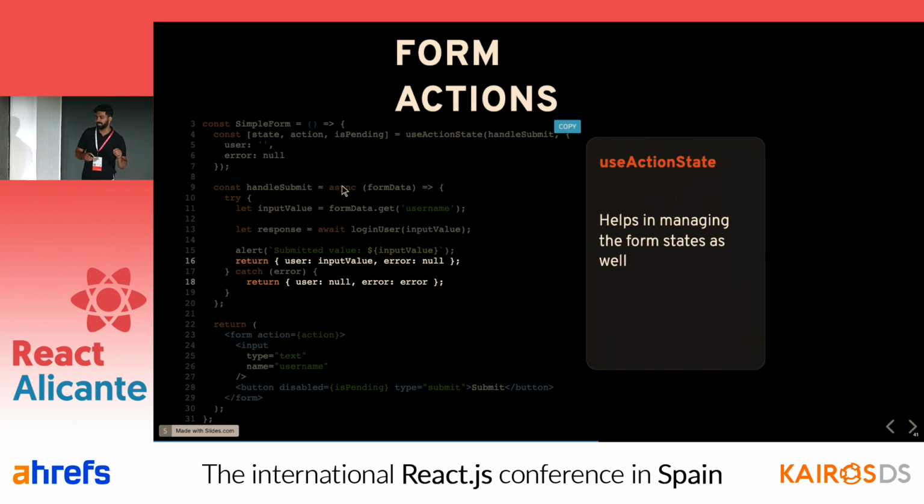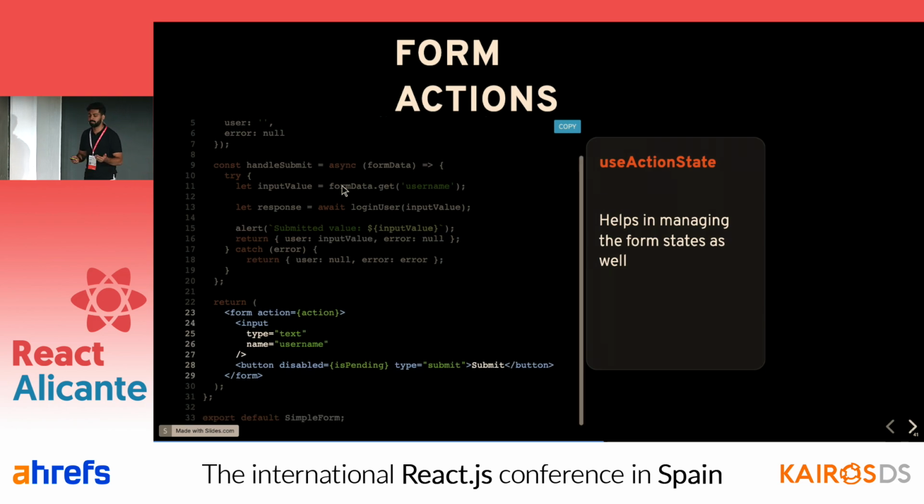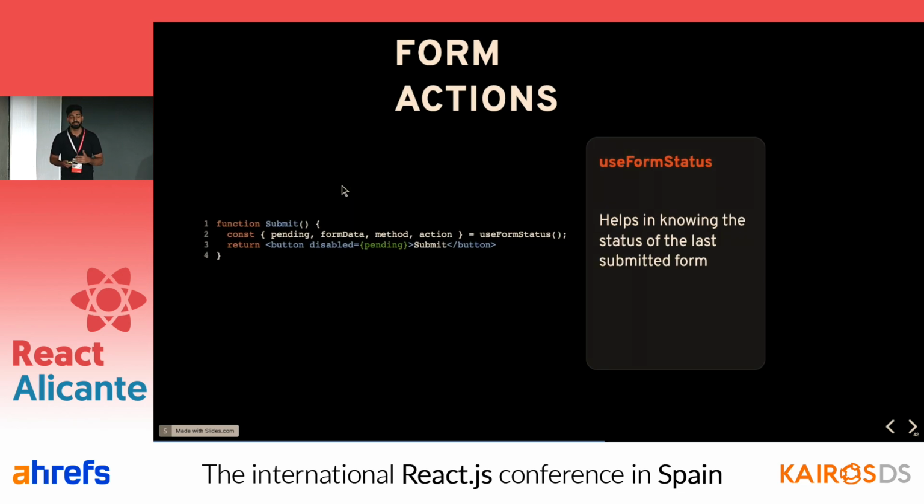So every time I'm at least returning a state. The state can be either a success state or an error state. And this state will automatically make sure that whatever I'm returning, React updates the form based on that. And the rest remains the same as we had for actions. So this was use action state.